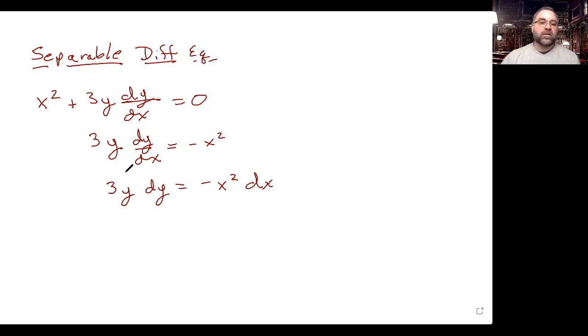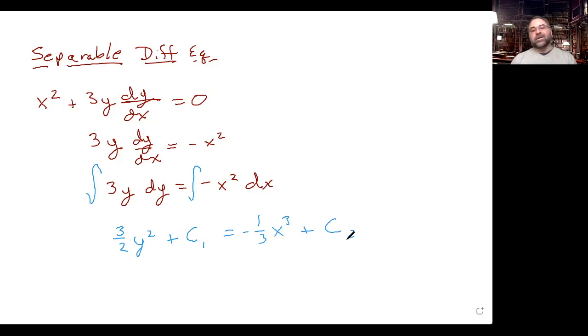Once we have them separated, it's very easy to solve. I think probably last year you guys did some of this. We just integrate both sides because we have y dy on the left side, obviously with a 3 in front. So we get 3 halves y squared plus a constant, equaling, over here on the other side, negative 1/3 x cubed plus another constant.